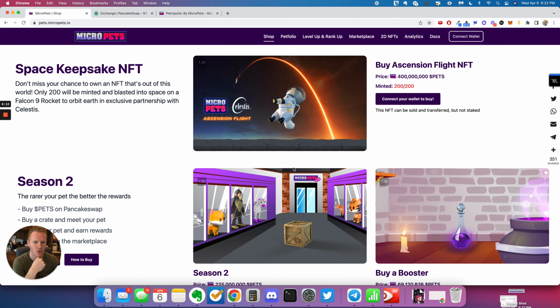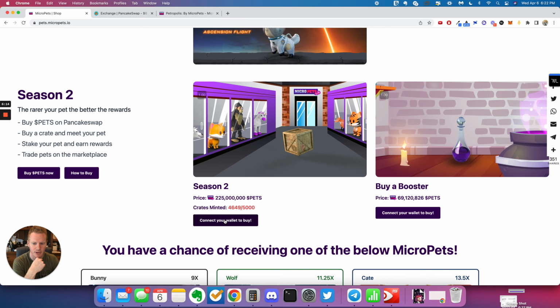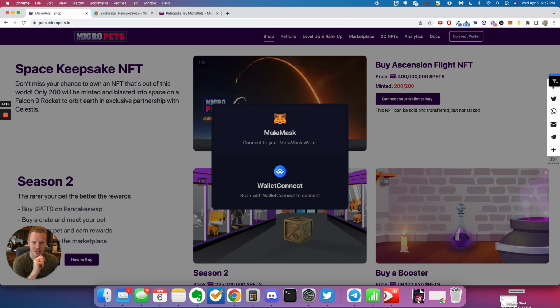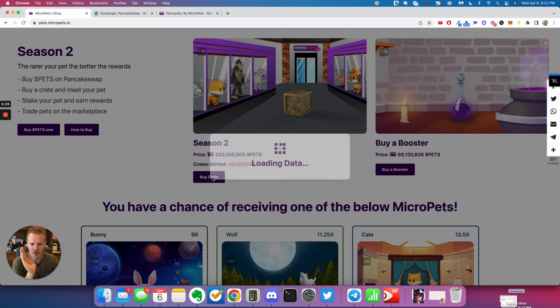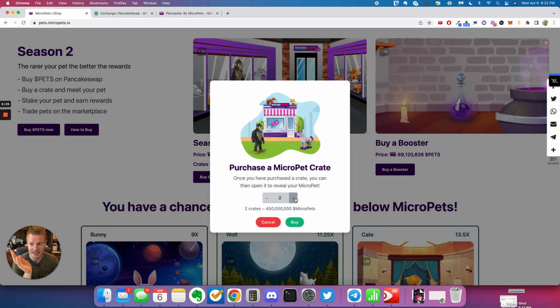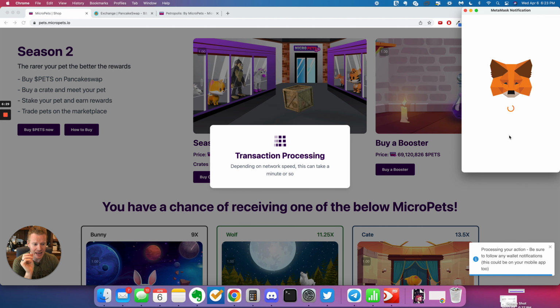So let me connect my wallet. You have to connect it up here, even though that looks like a button. Don't be deceived. You're going to connect up here. And then I had to approve it. I approved it already. There's only 300 of these left in season two. I'm going to buy this 450 million Micropets.